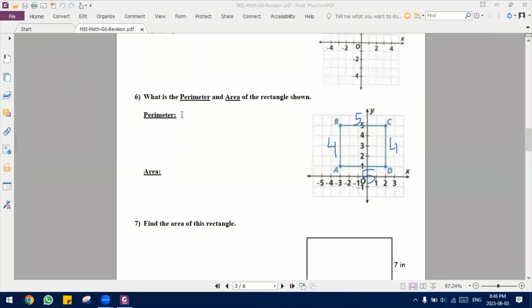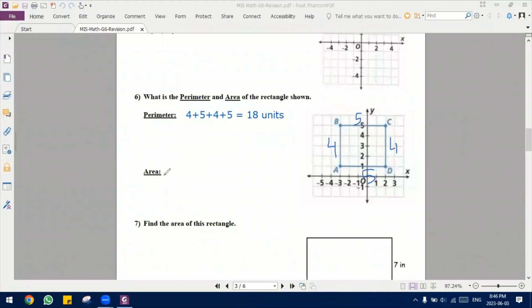Now for the perimeter, what is perimeter? It's the summation of all the sides. 4 plus 5 plus 4 plus 5 equals 18. If we have a unit like centimeter, we can add it, but here we can say it's units because it's not written. So the perimeter is 18 units. Some of the students do 4 plus 5, 9, and then multiply it by 2, which is also correct, 18.